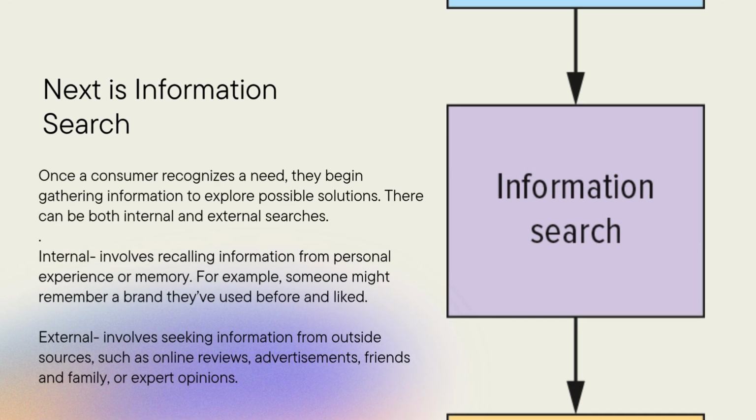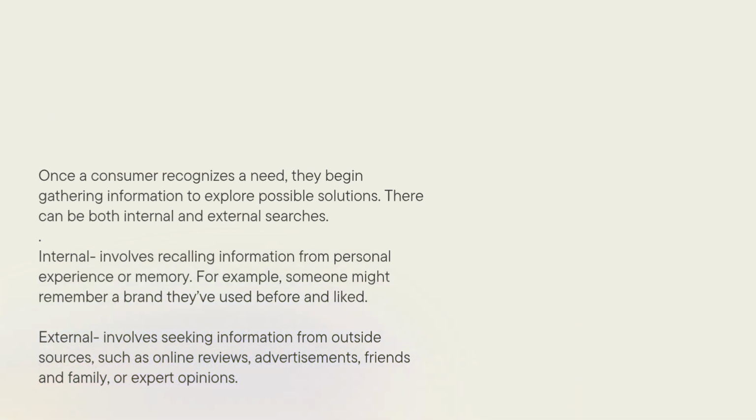The next step is information search. Once a consumer recognizes a need, they begin to gather information to explore possible solutions. There can be both internal and external searches. An internal search involves recalling information from personal experiences or memory. For example, someone might remember a brand they've used before and liked. An external search involves seeking information from outside sources, such as online reviews, advertisements, friends and family, or experts' opinions.